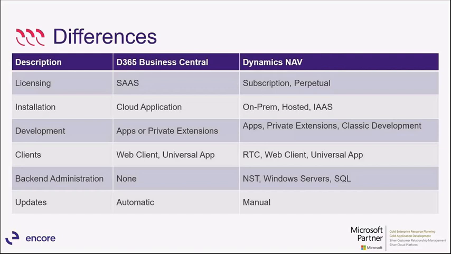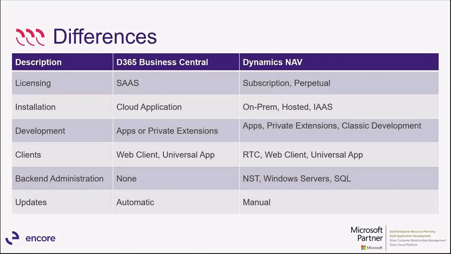For development and changes in Business Central, you are able to use apps or private extensions. And in Dynamics NAV, you have apps and private extensions, but you can also do the classic development. Obviously, if you do the classic development, you run the risk of having to do upgrades in the older style of NAV, but it is still there, and so is a route for clients who are upgrading from an older version of NAV, which wasn't app or extension compatible.